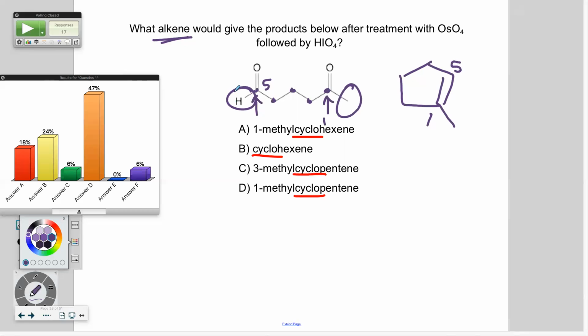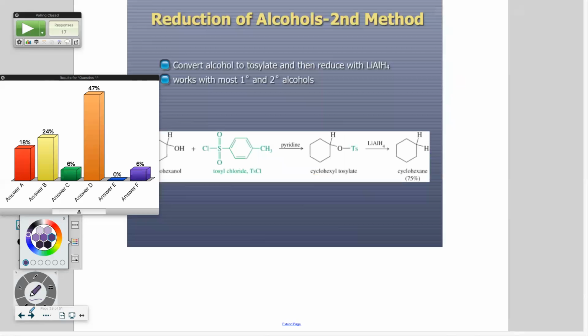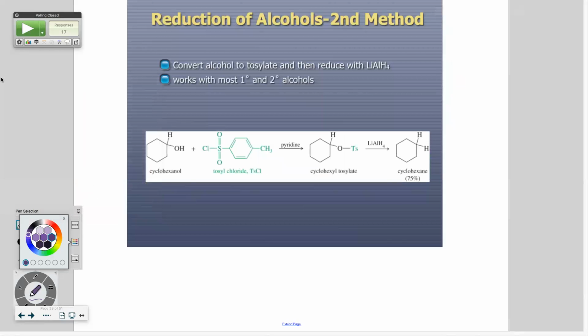You remember all the nomenclature rules, right? I'm sure you do. Oh, apparently I got to do that.